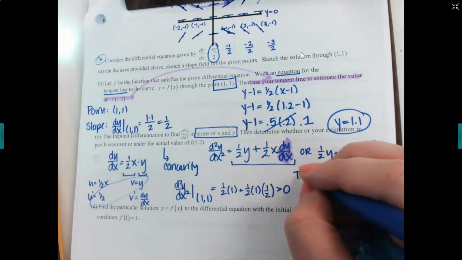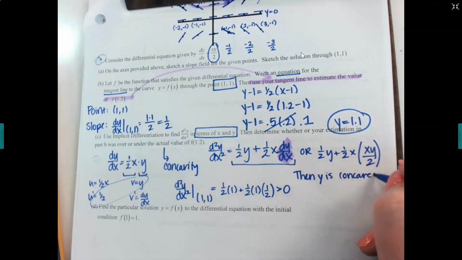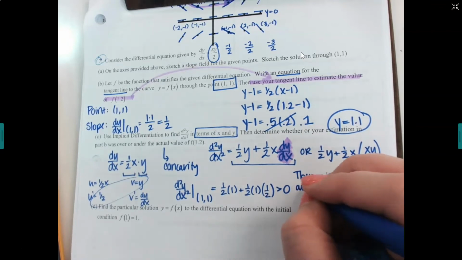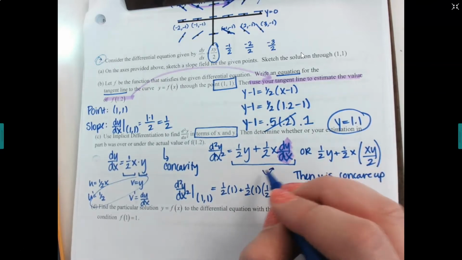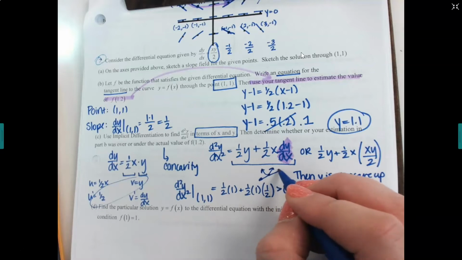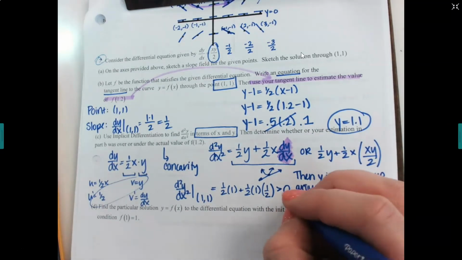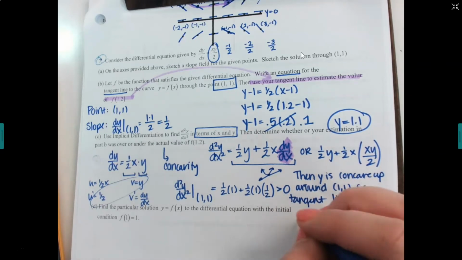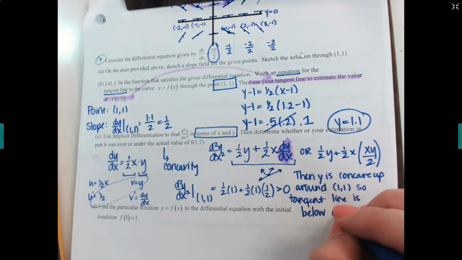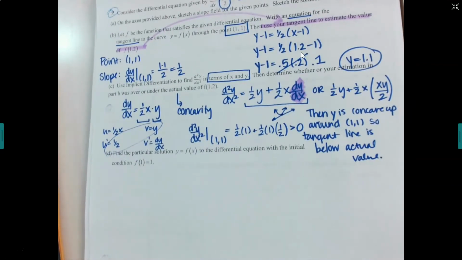Okay, what does that tell me? That tells me that y is concave up around the point (1, 1). And for a concave up graph, I can see that my tangent line is always going to fall below. So I'll put, tangent line is below actual value.